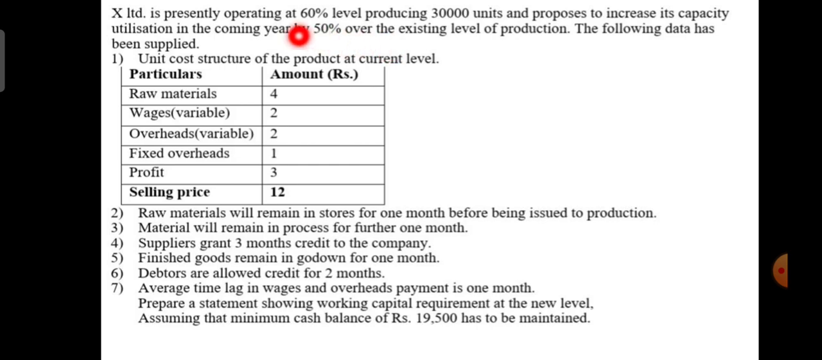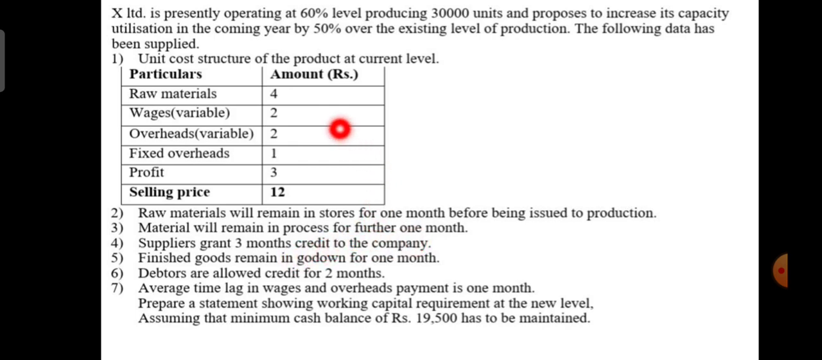The following data has been supplied. The unit cost structure of a product at current level: raw material 4, wages is variable rupees 2, overheads also variable for rupees 2, fixed overheads 1, profit is 3, selling price is 12. Raw materials will remain in stores for 1 month before being issued to production. That means raw material will be there in stores for 1 month. Materials will remain in process for further 1 month. That means work in progress. So it is there for 1 month.